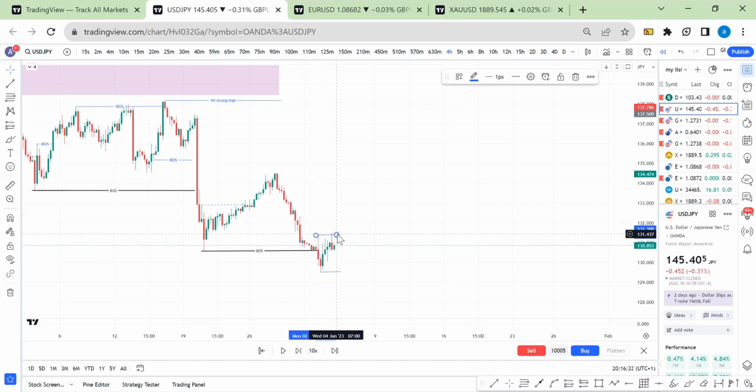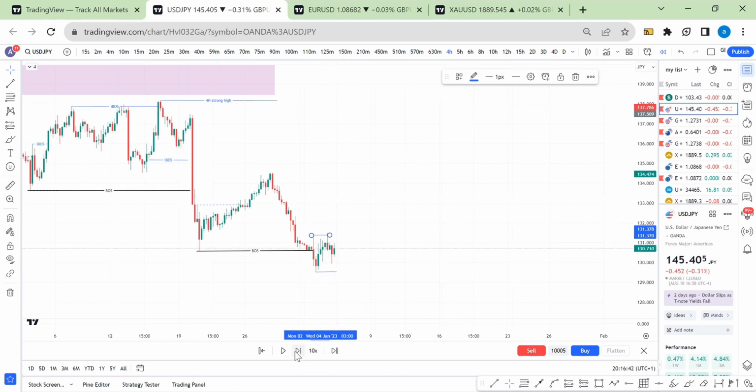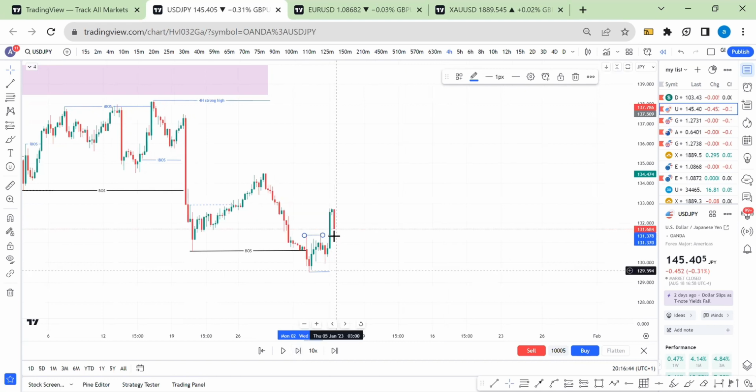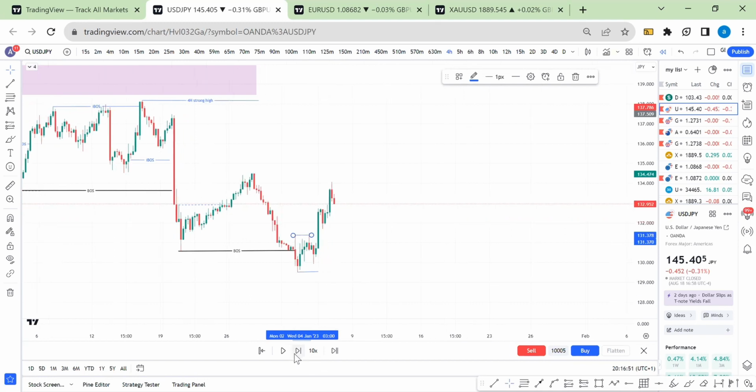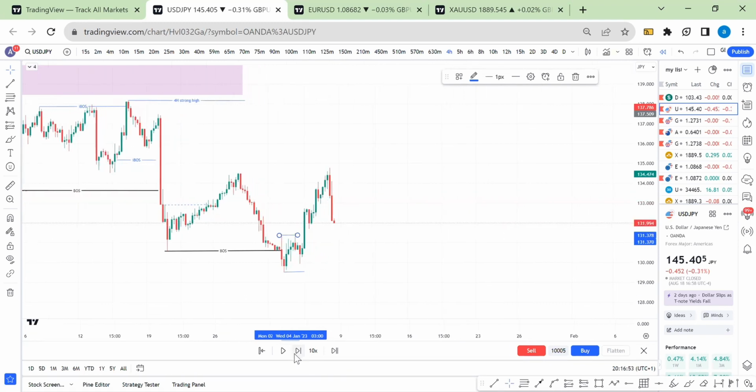Okay. So we have a change of character here already. So we can look for our internal break of structure from there. So we have our internal break of structure. We cannot trade from that pullback. The price just kept going up and up.